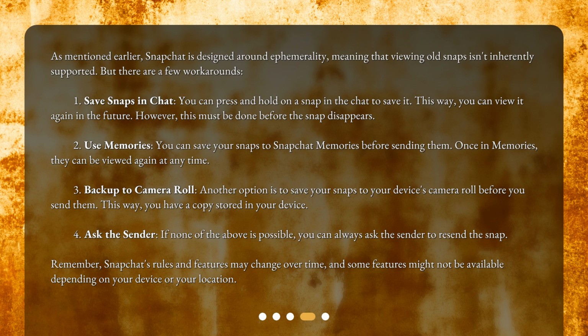2. Use memories. You can save your snaps to Snapchat memories before sending them. Once in memories, they can be viewed again at any time. 3. Back up to camera roll. Another option is to save your snaps to your device's camera roll before you send them. This way, you have a copy stored in your device. 4. Ask the sender. If none of the above is possible, you can always ask the sender to resend the snap. Remember, Snapchat's rules and features may change over time, and some features might not be available depending on your device or your location.